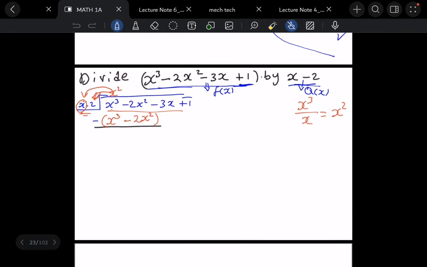Understand? And then to simplify, x cubed minus x cubed is going to be 0. Negative 2x squared minus negative 2x squared, just use your calculator, your answer is going to be 0. So it's going to be 0. And then bring down negative 3x.